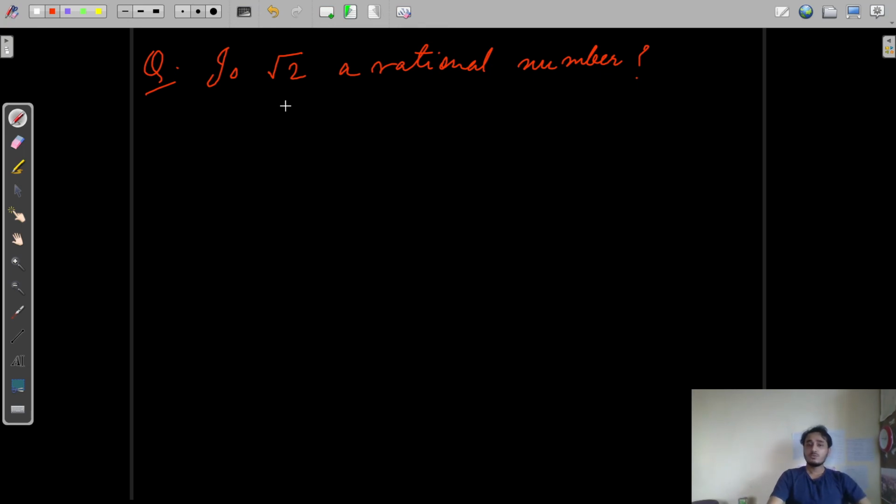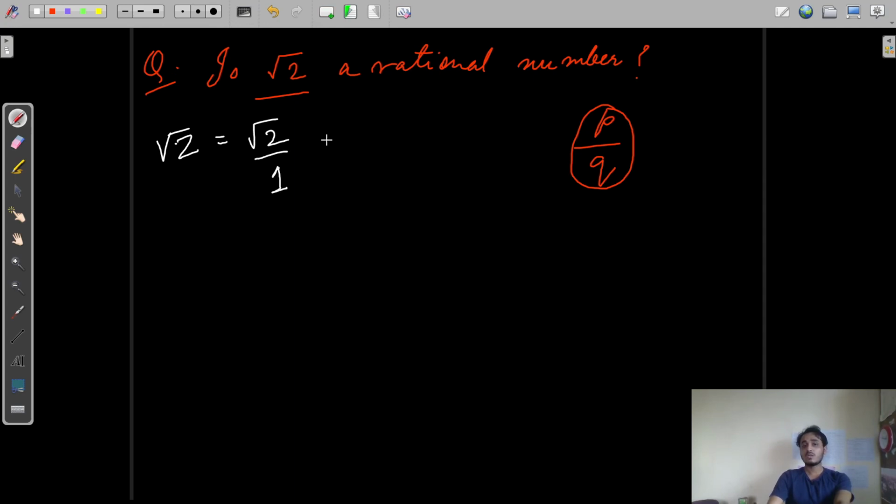Now let's have a look at some more examples. Is root 2 a rational number? Again we have to check whether root 2 satisfies all the three conditions or not. The first condition is that the number should be in the form of p by q. Obviously we can write root 2 as root 2 upon 1, so we can write root 2 as p by q. Here we have q as 1 and p as root 2.